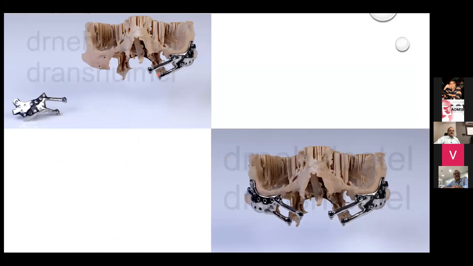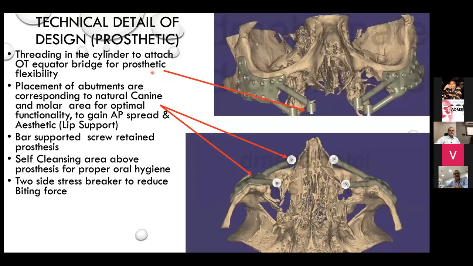There is a 2-piece design, one on each side, and a multi-unit abutment is given on the bar. This is a prosthetic consideration. The threading is given in each and every cylinder to accommodate the bridge, and the abutments are placed corresponding to the canine and molar region for maximum functionality. As Dr. Gaur and Dr. Sankar also said, it is required to place an anterior implant to reduce the stress on the anterior region. Then there is a bar supported screw retained prosthesis for distribution of the force over a wider area, and a self-cleaning area on the prosthesis for proper oral hygiene. And every abutment has been given a stress breaker so that when the patient chews, it distributes the force equally on all the four studs.